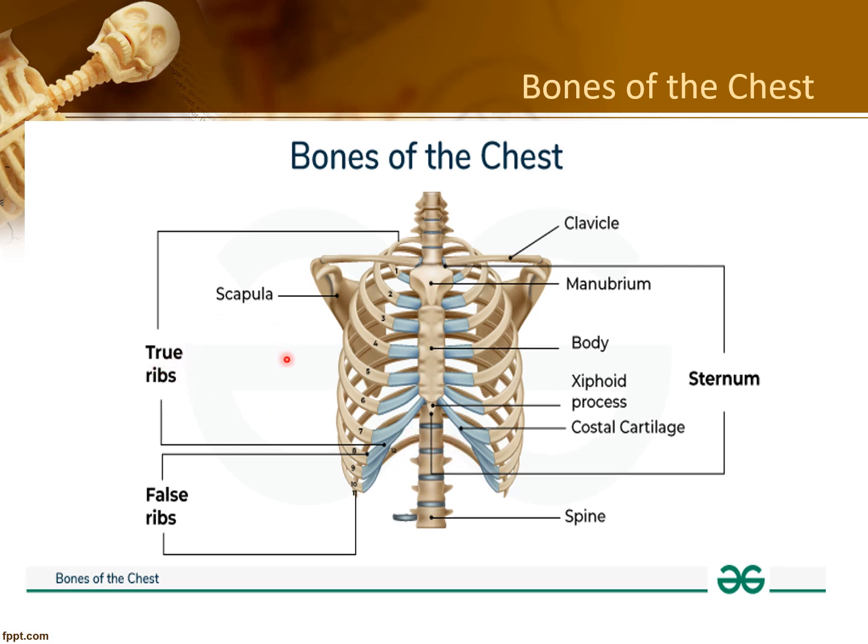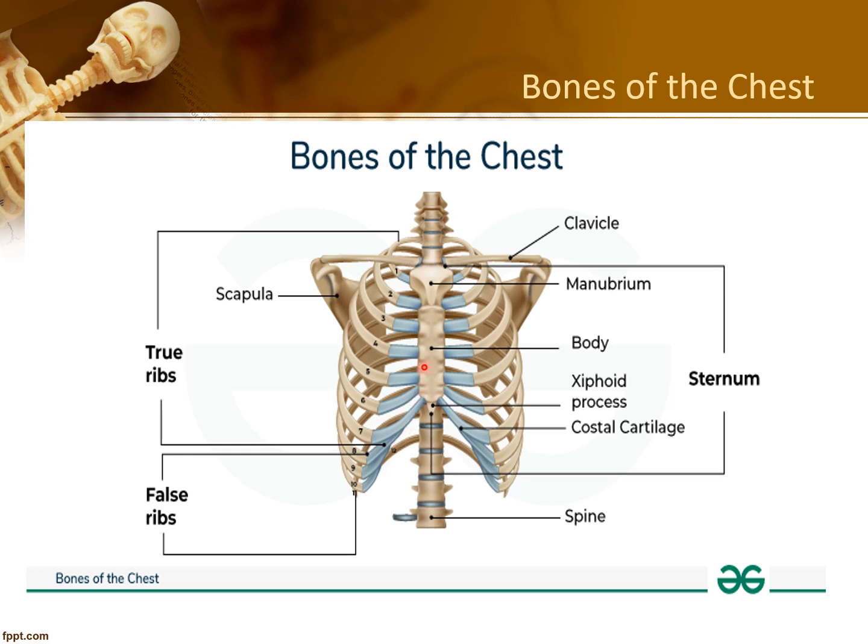True ribs. These are the first 7 ribs. They are connected directly to the sternum through costal cartilage. And false ribs. They are the ribs number 8 to 10, which are indirectly connected to the sternum through shared costal cartilage. The 11th and the 12th ribs are considered floating ribs as they do not attach to the sternum.